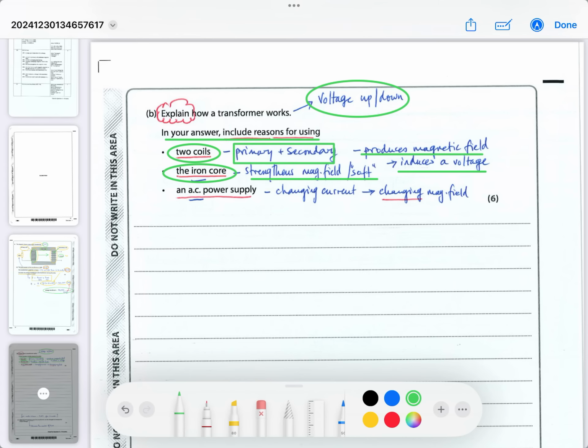So if you didn't have the core, there would still be some kind of magnetic linkage between the primary and secondary coil, but it wouldn't be a very effective transformer.